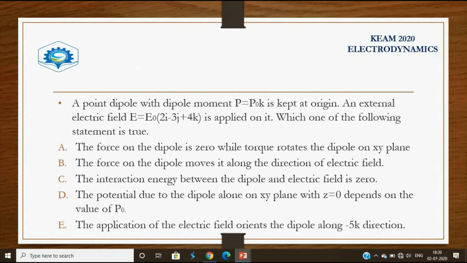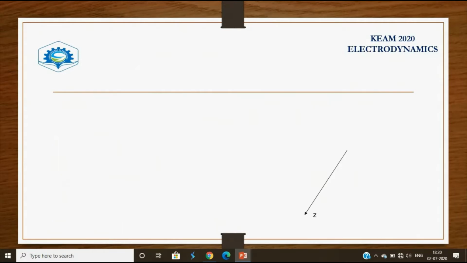Let's see how to conclude the answer. The answer is A. So, in a uniform electric field, when the dipole is placed as described in the question, we can represent it simply like the figure.